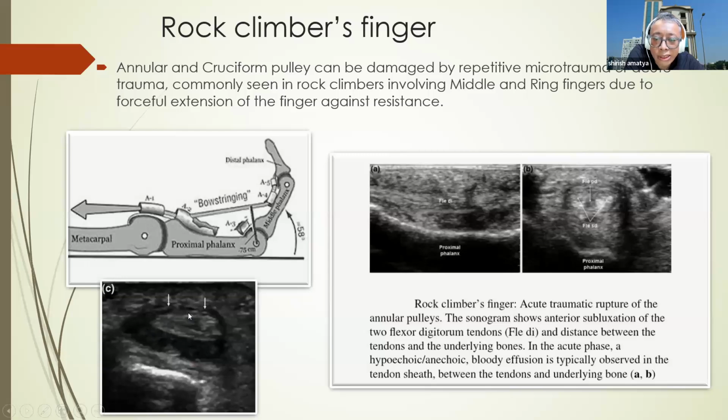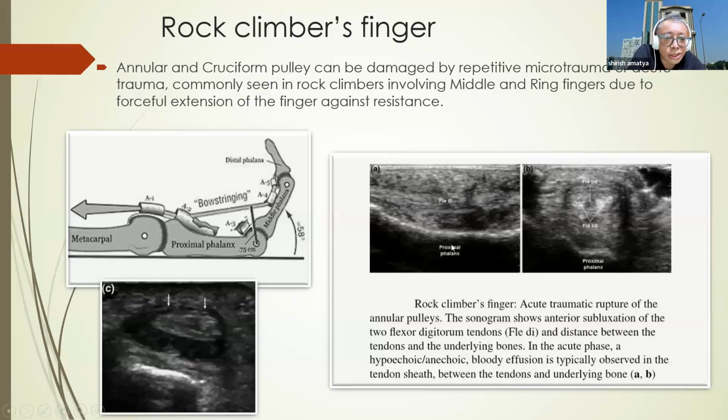So this is a classical picture of the rock climber's finger if the pulley has been ruptured. The left side is the short axis view, and on the right side, you can see the long axis view of the pulley. You can appreciate the distance between the flexor tendon and the proximal phalanx has increased. This flexor digitorum tendon is no more in close proximity with the phalanx, the distance has widened, and you can see the anechoic fluid in between the tendon and the proximal phalanx.